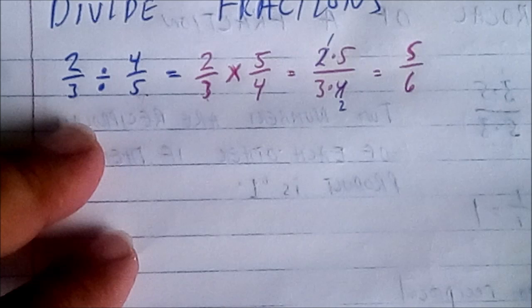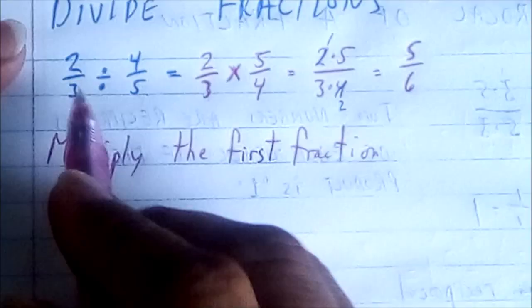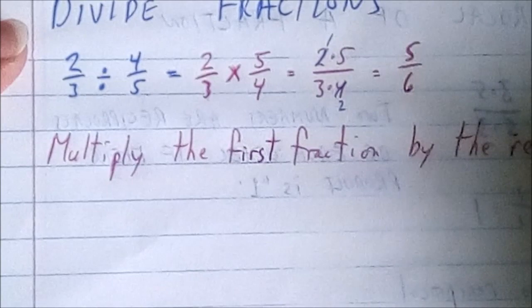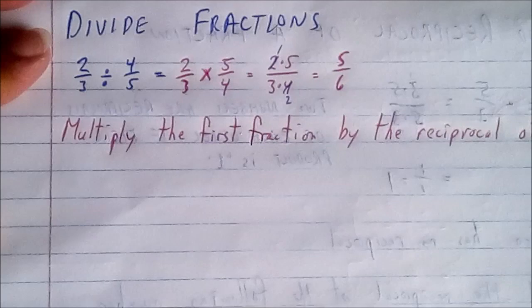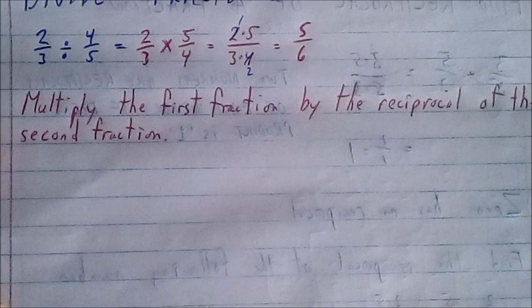So let's go over it. To divide two fractions, this is the key point, we multiply the first fraction. Which one is the first fraction? This is the first fraction, by the reciprocal of the second fraction. Very basic. So that's how we will be working with this. We multiply the first fraction by the reciprocal of the second fraction.